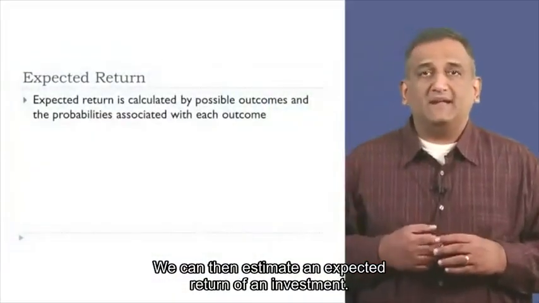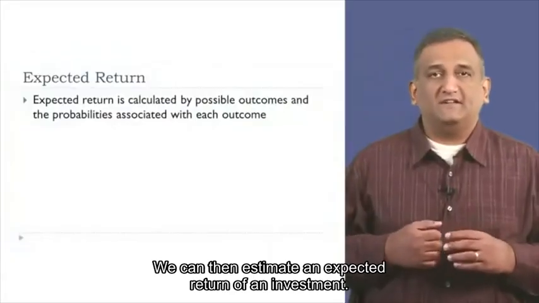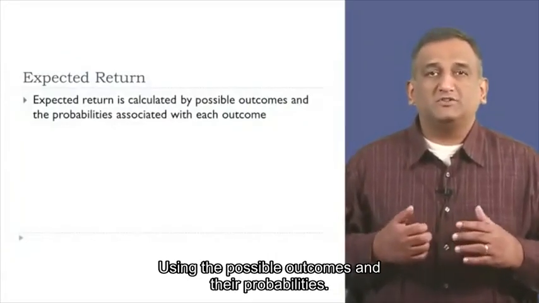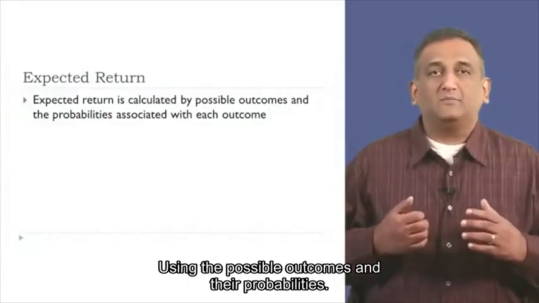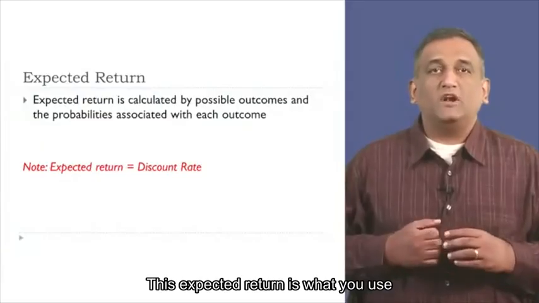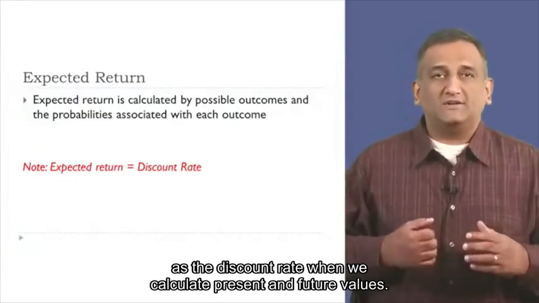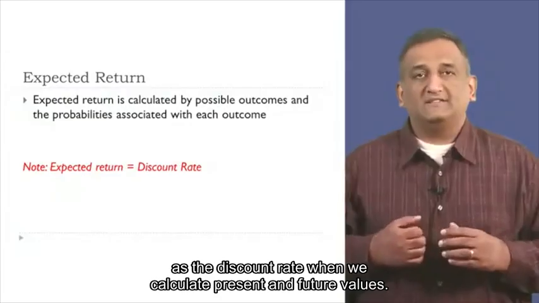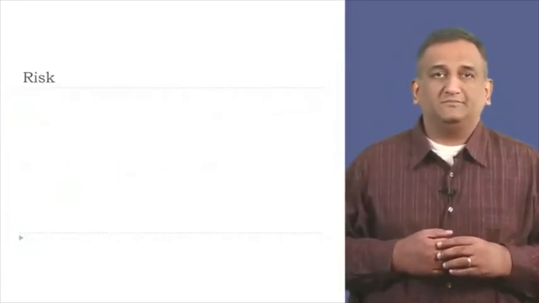We can then estimate an expected return of an investment using the possible outcomes and their probabilities. This expected return is what we use as the discount rate when we calculate present and future values.